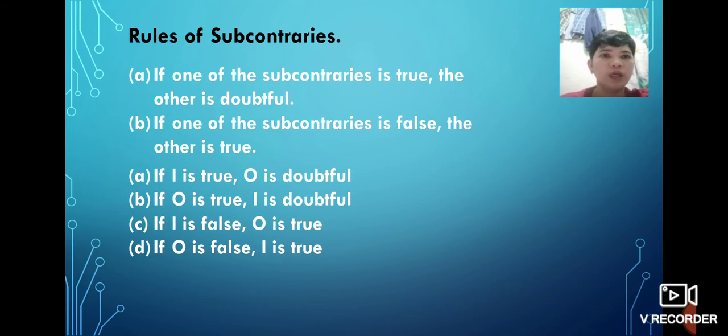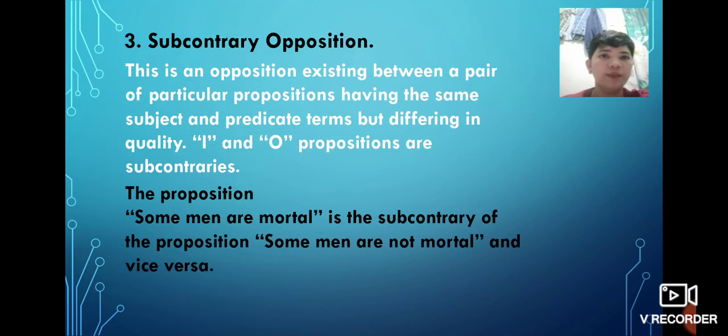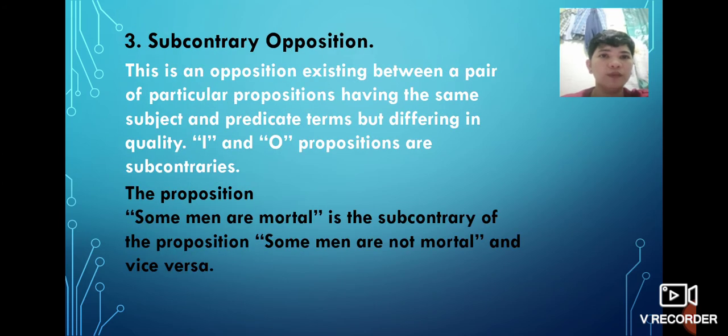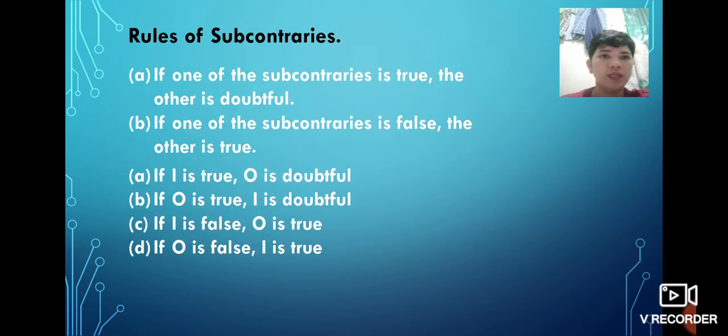So this is how we are going to discuss it, that if the truth of the particular propositions is not involved of any truth of the quality, that's why it is doubtful. So if we draw the conclusion of rules of subcontraries, if I is true, O is doubtful. If O is true, I is doubtful. If I is false, O is true. If O is false, I is true.